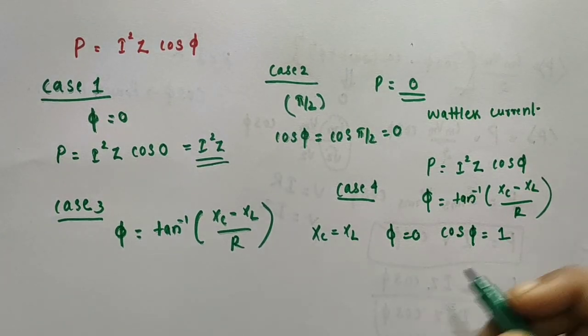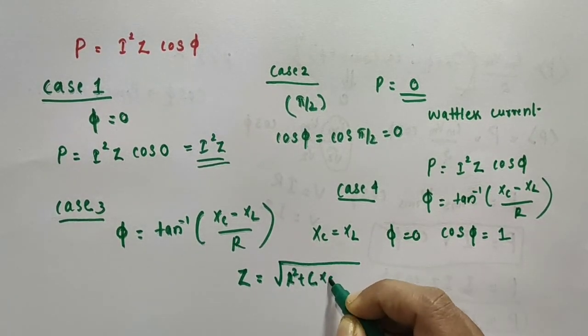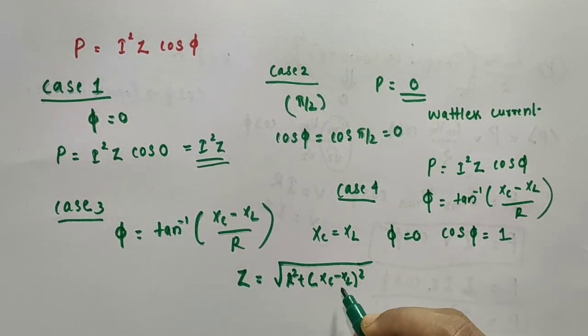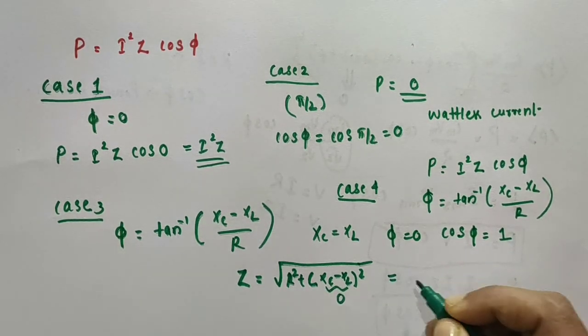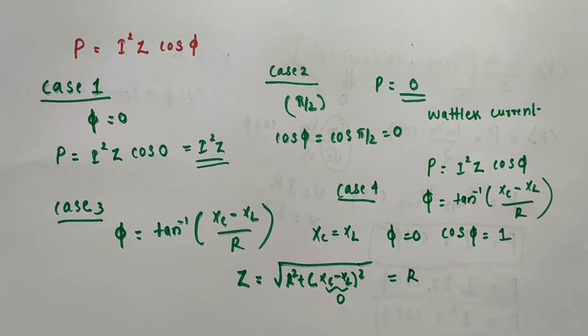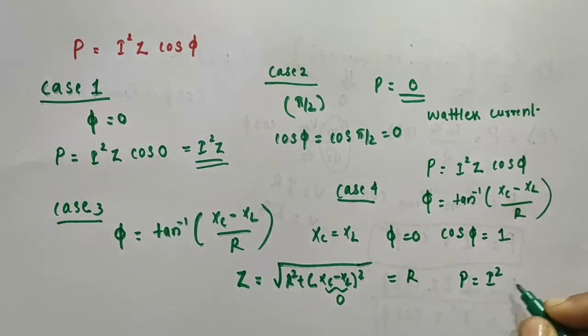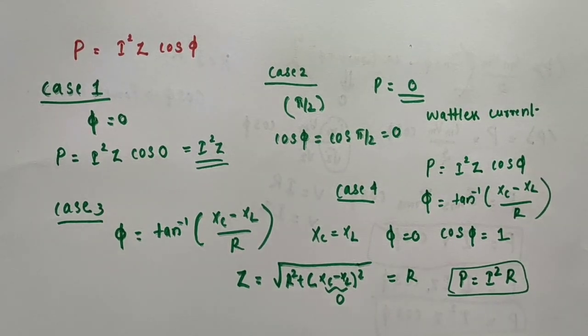Now when XC becomes equal to XL, Z is equal to root of R square plus (XC minus XL) the whole square. At resonance, XC equal to XL, so this term becomes 0. So, root of R square plus 0, root of R square, is R. So, power dissipated becomes P equal to I square into Z, which is R, into cos phi, which is 1. So, power dissipated becomes P equal to I squared R. So, maximum power is dissipated in the circuit through the resistance at resonance.